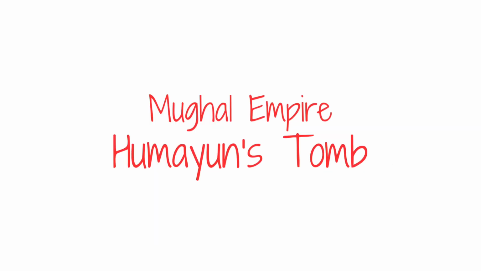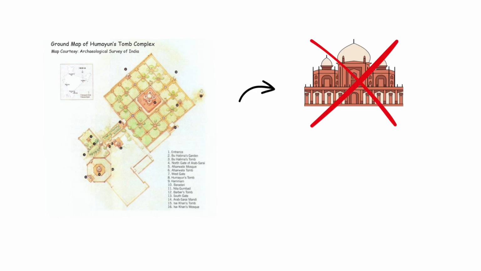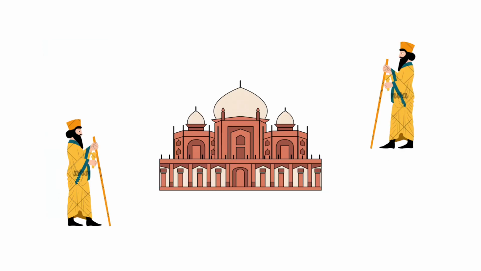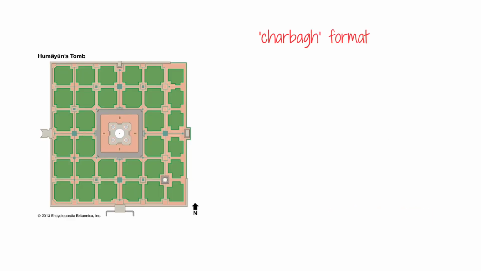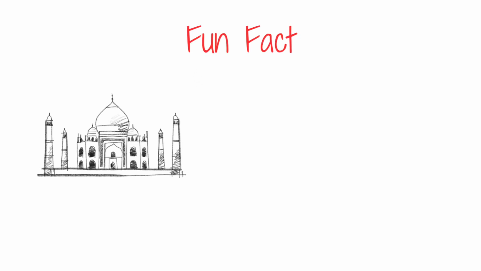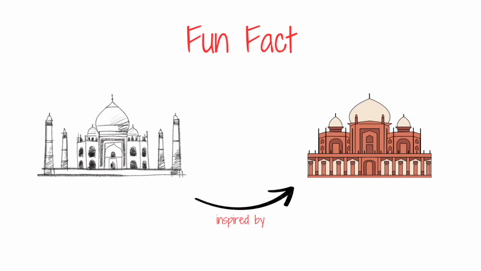Moving on to Mughal architecture, Humayun's tomb. The Humayun's tomb complex doesn't include only the monument, but also multiple other buildings and gardens. To make the complex, Persian artisans and architects were invited to India, which is why the Humayun's tomb has a lot of Persian influence. The char bagh format used for the gardens, which was also used for the Taj Mahal, was a Persian feature. Fun fact, did you know that the Taj Mahal was inspired by the Humayun's tomb?